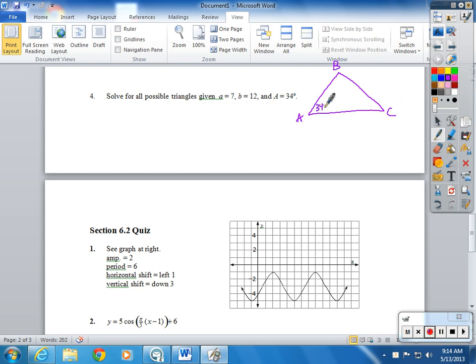So 34 degrees is angle A, side A is 7, side B is 12. So we have angle, side, side. Angle, side, side. That tells us two possibilities. So go ahead and list out all your angles, all your sides for both possibilities. I'll do the other possibility in an alternate color. A prime, B prime, C prime.